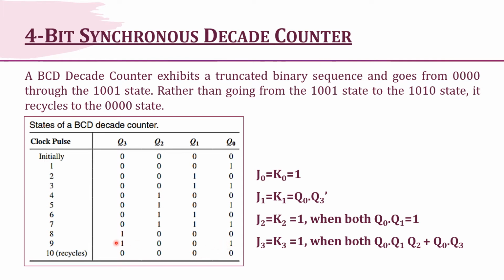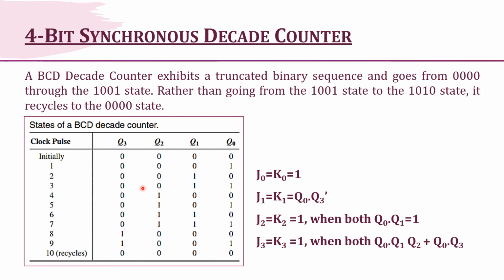So when we look into the Q3 value, it is 1 there, but in the other cases the Q3 value is 0. So the condition for toggling Q1 is that Q0 should be 1 as well as Q3 should be 0. Then only F1 will toggle. So the equation is that J1 and K1 of F1 should be connected to Q0 into Q3 complement.